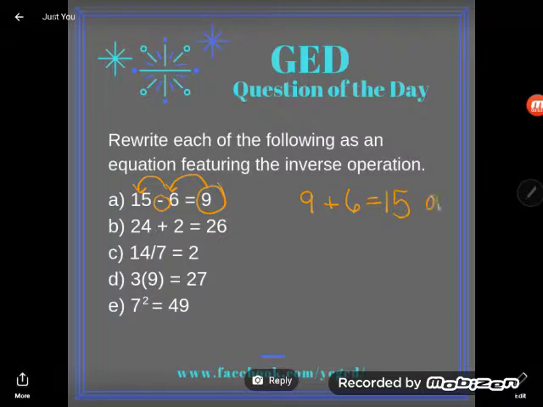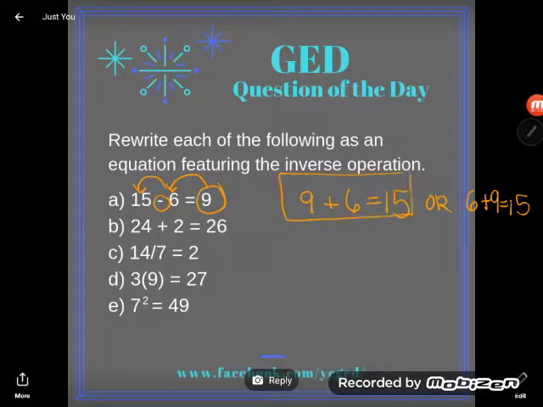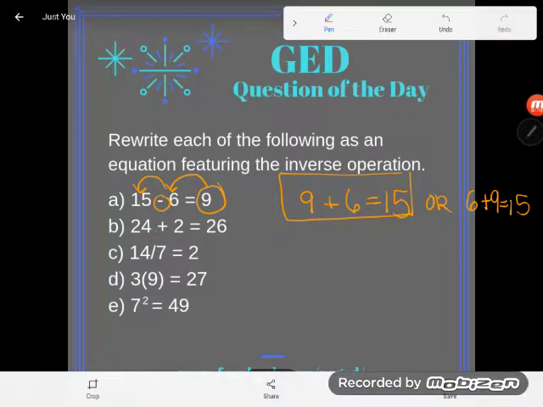Now that's not the only equation you could have written. You could have flipped the order. 6 plus 9 is equal to 15. That's still an inverse of this same fact, and that would have totally worked. But I like going in the order exactly backwards. It makes it easier and students make fewer mistakes. And so this is the one I'd probably give, but either one would be equally as correct.